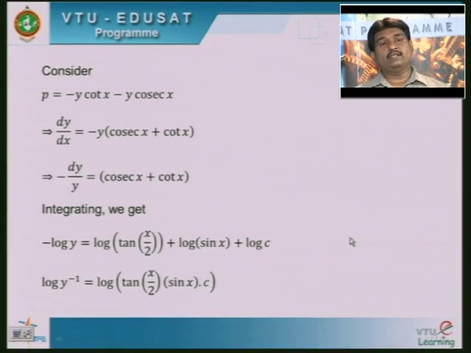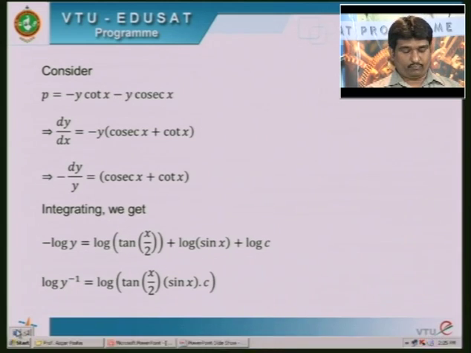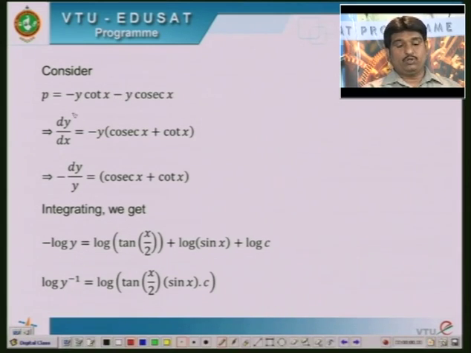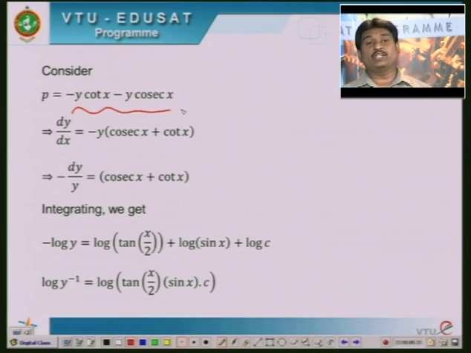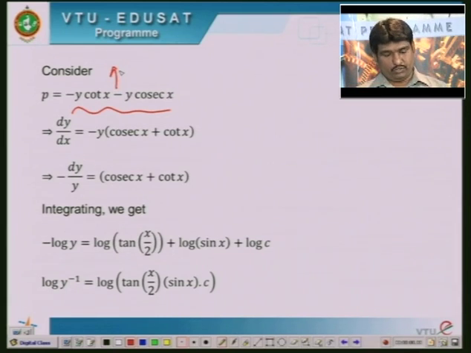Now let us consider the second factor, which is p equals minus y cot x minus y cosecant x. In the first factor there was a plus here, now it is a minus. So what difference does it make? p can be written as dy by dx, take minus y outside, you will get minus y into (cosecant x plus cot x).